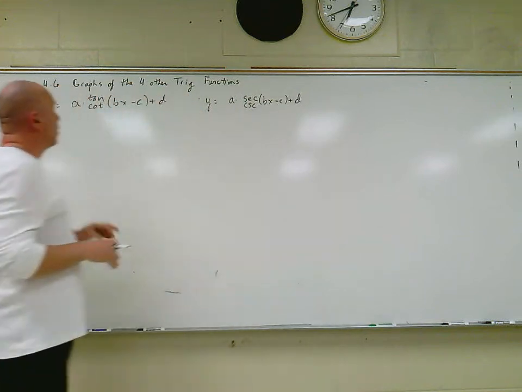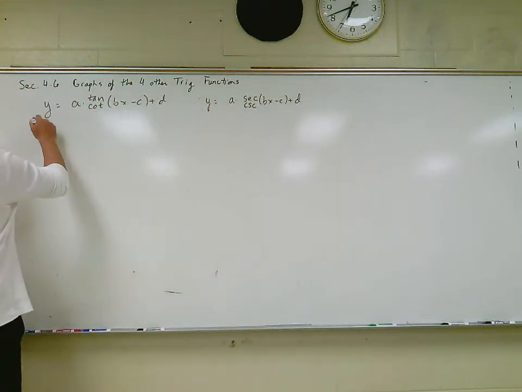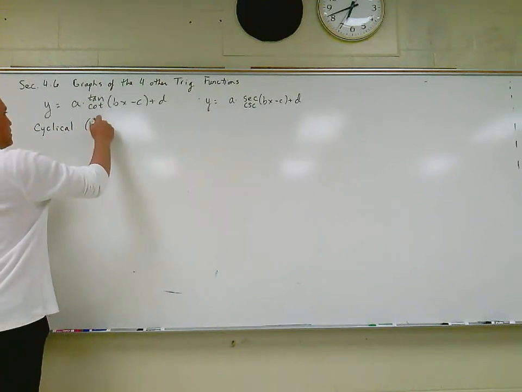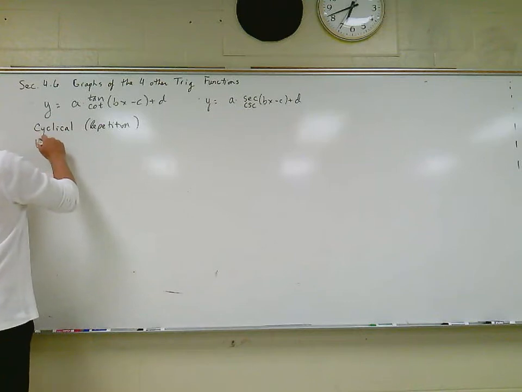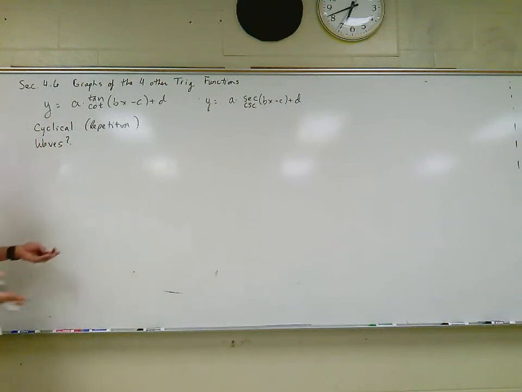All right. So they are all cyclical. So there's some repetition. But what we're going to see is, do any of them still look like waves? And I think we're going to come up with that answer pretty quick. So let's start with tangent and cotangent.